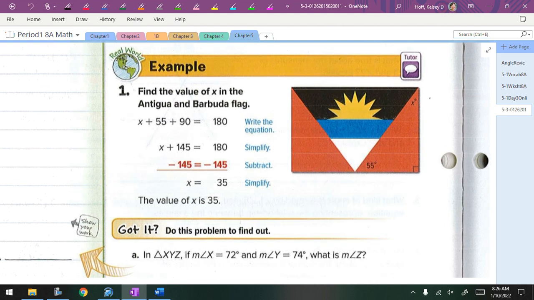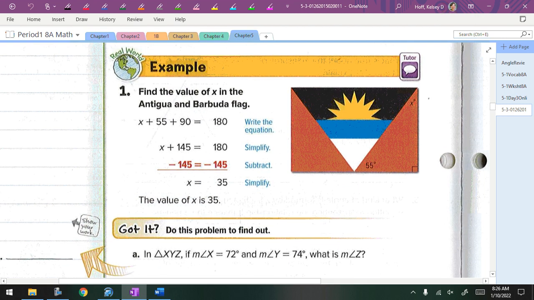Okay? So for example, number 1, it's kind of hard to see on my screen. I think it's easier to see in your book. They have a red triangle right here. One angle is X, one angle is 55, and one angle is this box, which means what? 90 degrees. So they said X plus 55 plus 90 equals 180. Then they combined like terms. They added 55 and 90 together to get 145. Then subtracted 145 to the other side. The missing angle is 35 degrees.